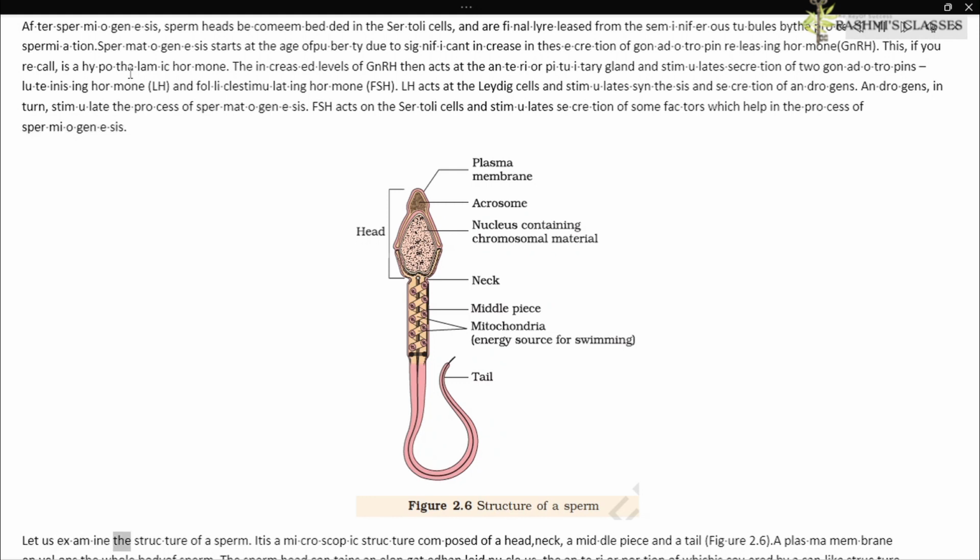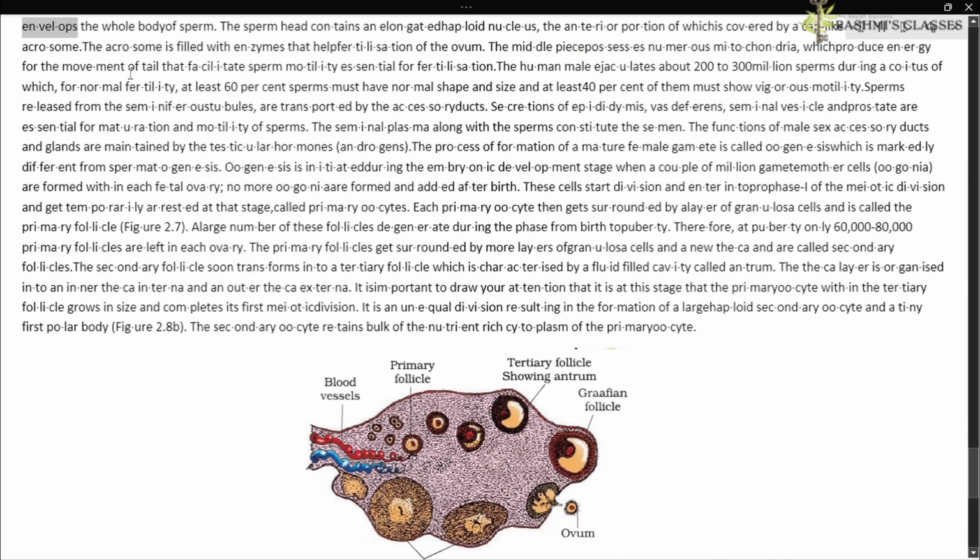Let us examine the structure of a sperm. It is a microscopic structure composed of a head, neck, a middle piece and a tail, Figure 2.6. A plasma membrane envelopes the whole body of sperm. The sperm head contains an elongated haploid nucleus, the anterior portion of which is covered by a cap-like structure, the acrosome. The acrosome is filled with enzymes that help fertilization of the ovum.